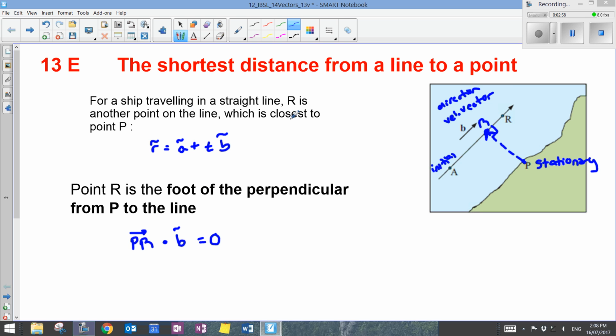But the idea for this section is that if you dot that perpendicular drop from the stationary point to your line, and we call that point your foot, so your foot is where that R position is located, if we dot those two, then we wind up with 0, and that'll help us figure out what time that occurs.